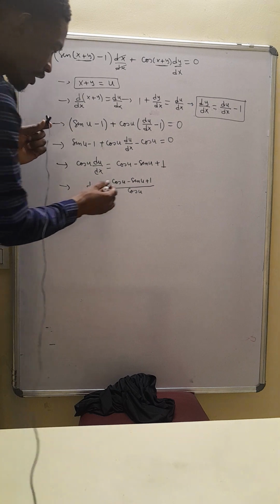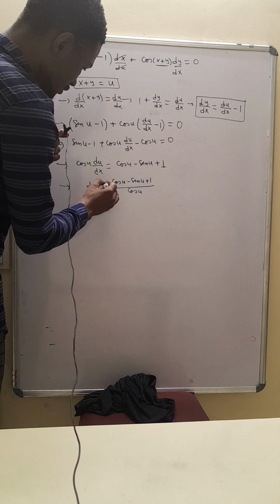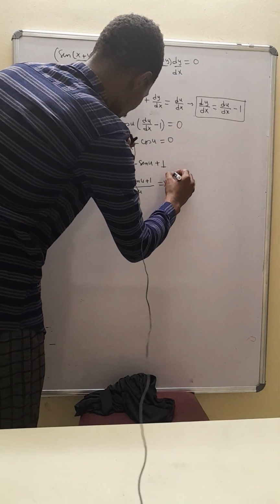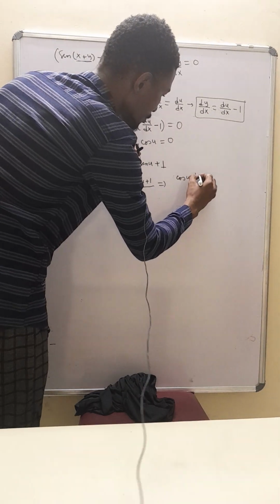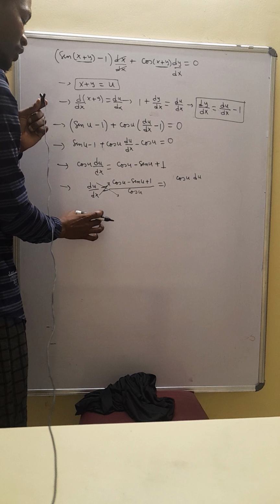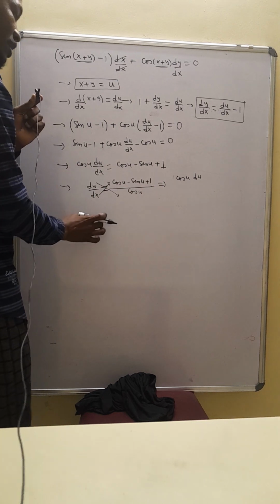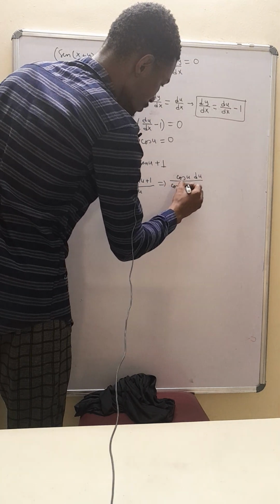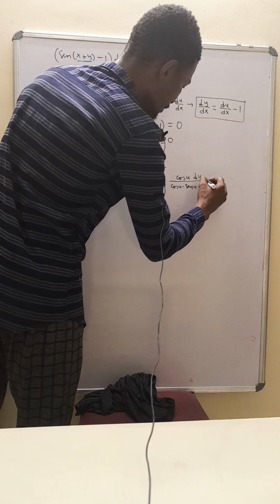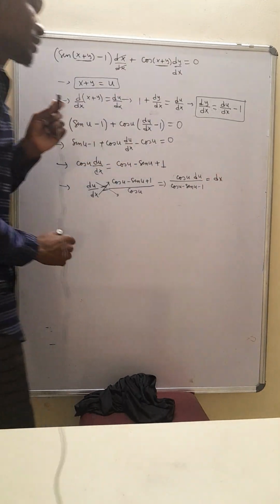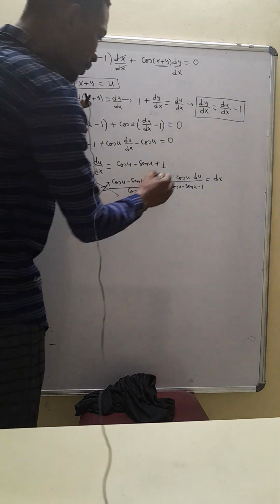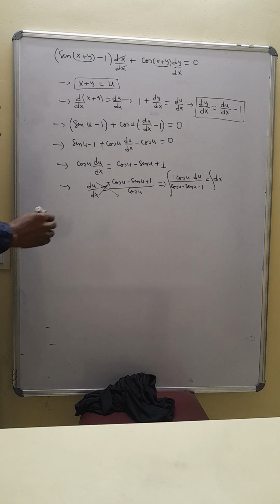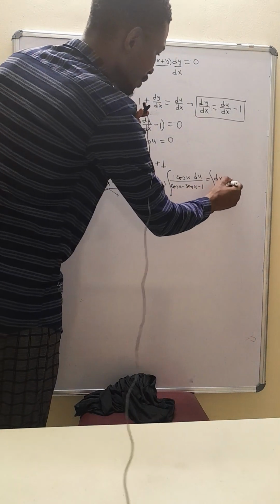Here we will do the cross multiplication. What will it be? Cos of u du. I have to put the function of u together with the differential of u, all upon cos of u minus sine of u minus 1, equal to dx. Now I will integrate both sides, because it's a separable method. Plus c. What is this integration?